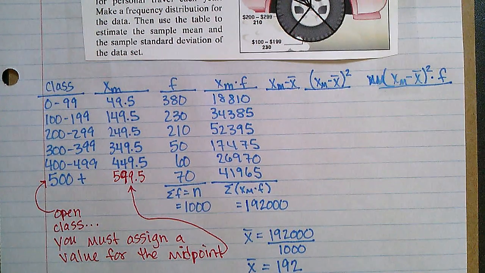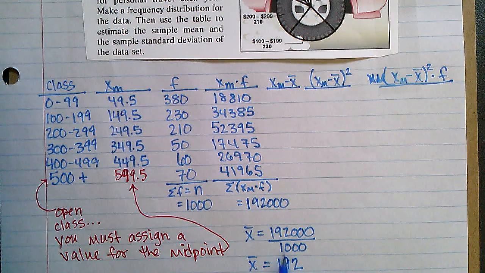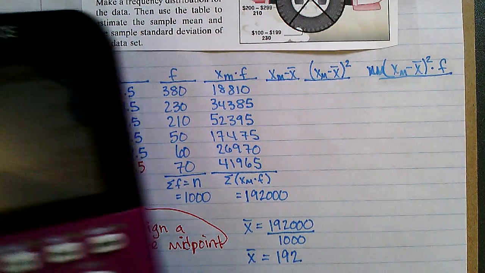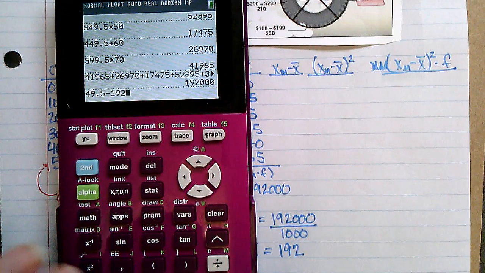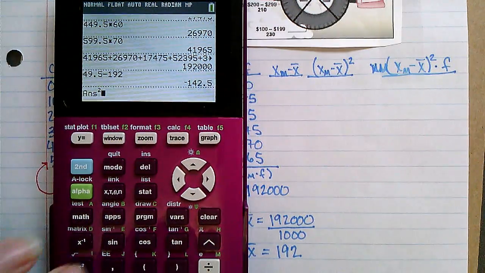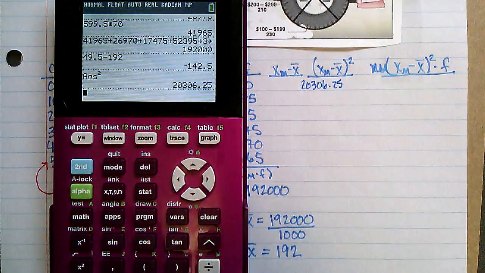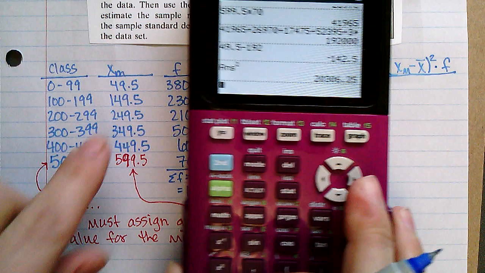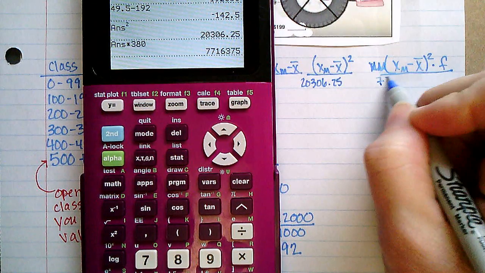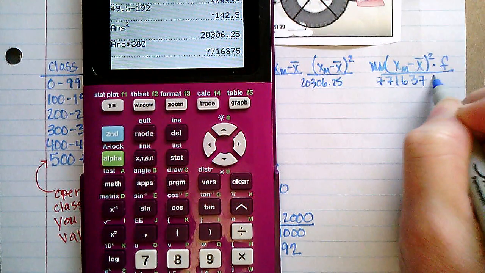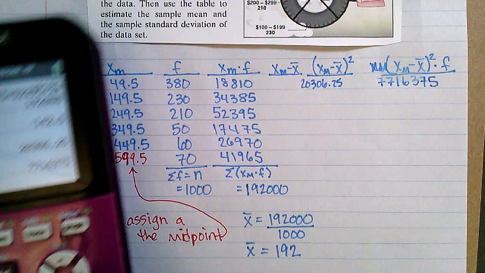I'm going to take the midpoint minus the mean of 192. So I take 49.5, my first midpoint, minus the mean of 192, and then I square that number. That's 20306.25, and then times the frequency, which was 380. That's 7716375. And we just go along in that same manner through the whole thing.